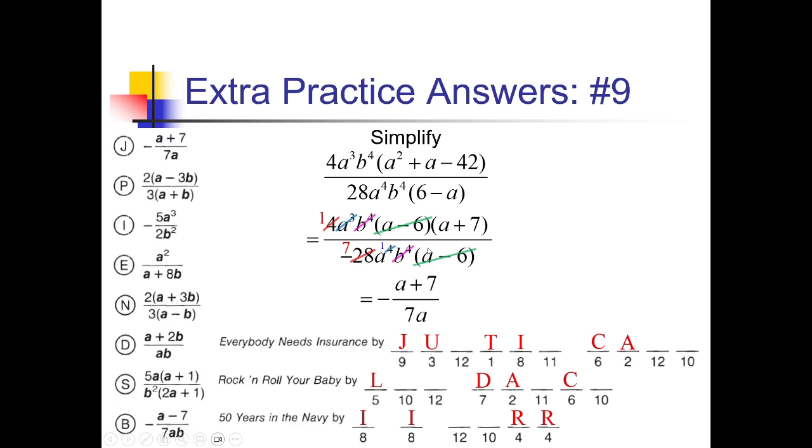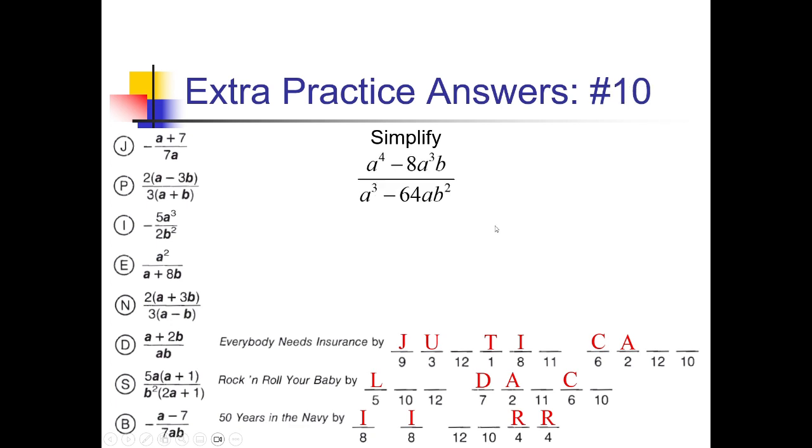On to number 10. Time to give this one a shot. Let me look for common factors first. For my numerator, these both have an a to the third power that I can take out. Leaves me with a minus 8b. In the denominator, definitely can take an a out of all that, and I think that's it. Leaves me with a squared minus 64b squared.